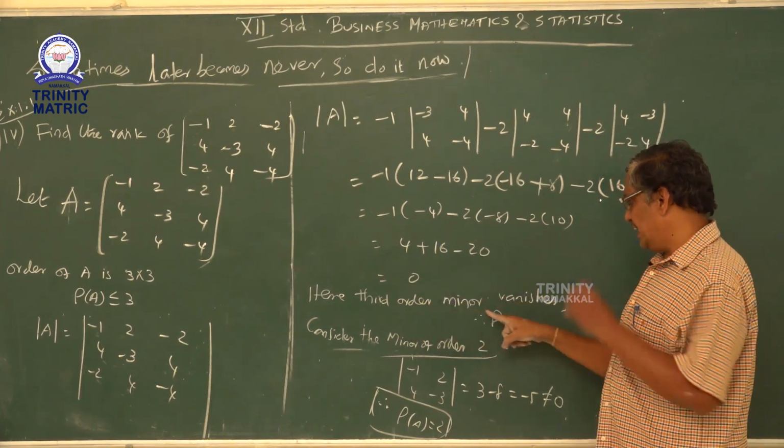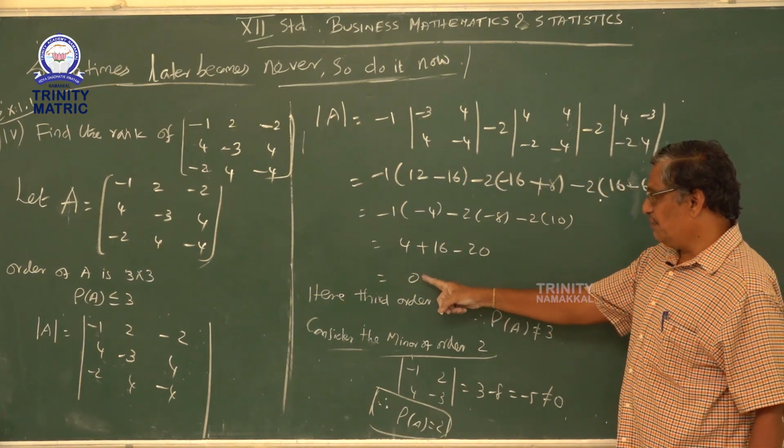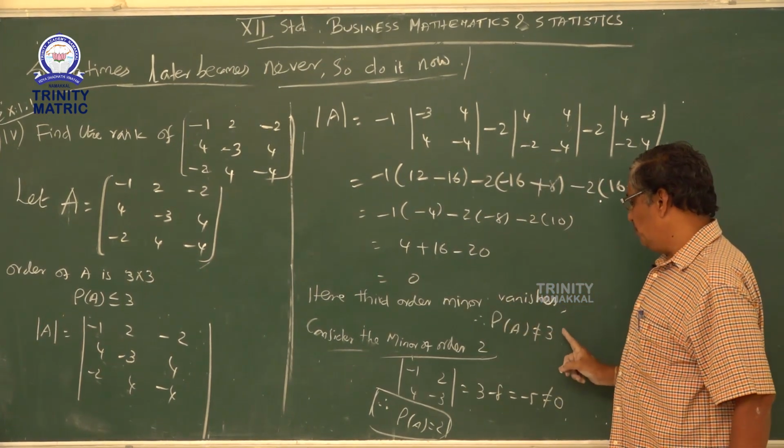Therefore, here the third order minor vanishes. Therefore, rank of A is not 3. When the determinant value is not equal to 0, then we put the rank as 3.